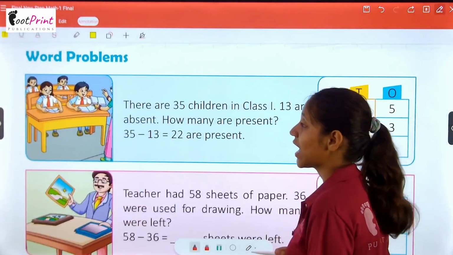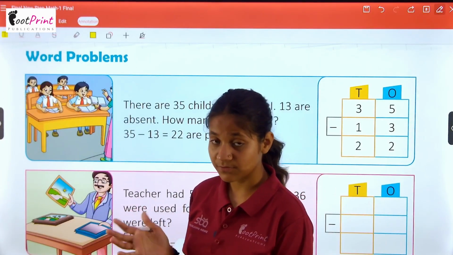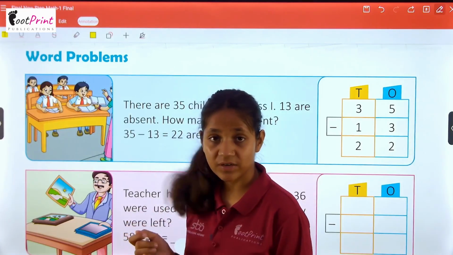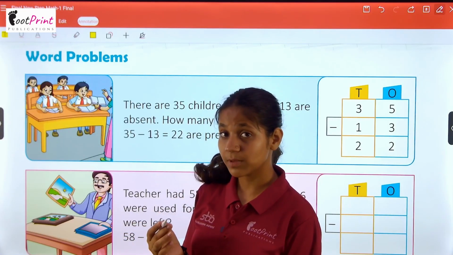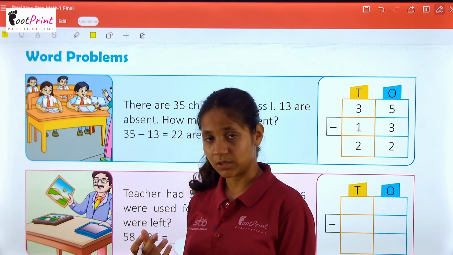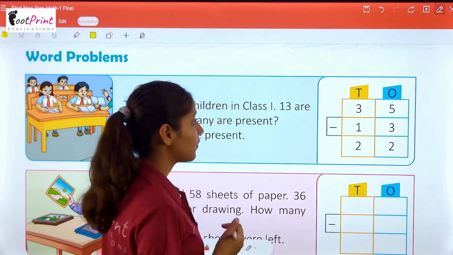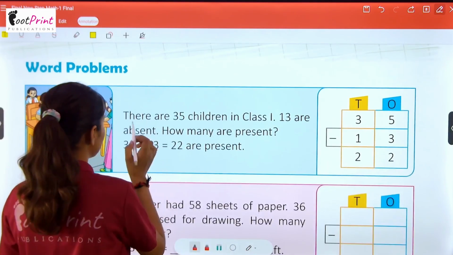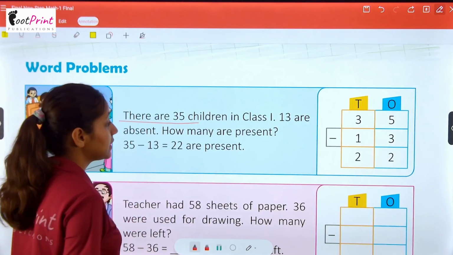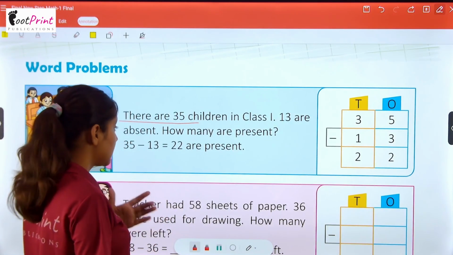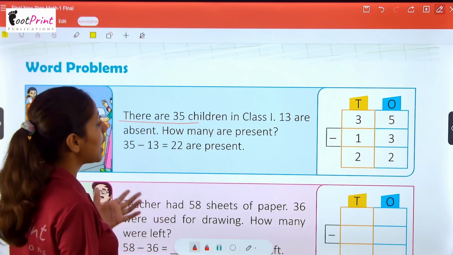So now we have the concept of word problems for subtraction. We know what word problems are. Word problems are questions in which we have to calculate the answer. But how? We first have to understand the words. Like here, there are 35 children in class 1. 13 are absent. How many are present?